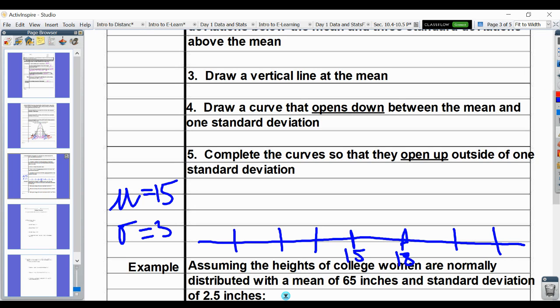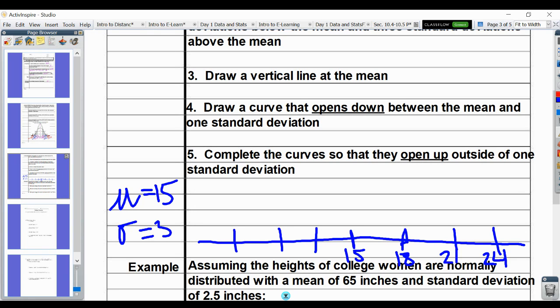And then for 2 standard deviations above the mean, we have to take mu plus 2 sigma. So you take the standard deviation of 3, multiply it by 2, you get 6. Add that on to 15, and you get 21. And then to go 3 standard deviations above the mean, take sigma, which is 3, multiply it by 3 because we're going 3 standard deviations above, and then add that on to 15, 24. So we have 15, 18, 21, 24.